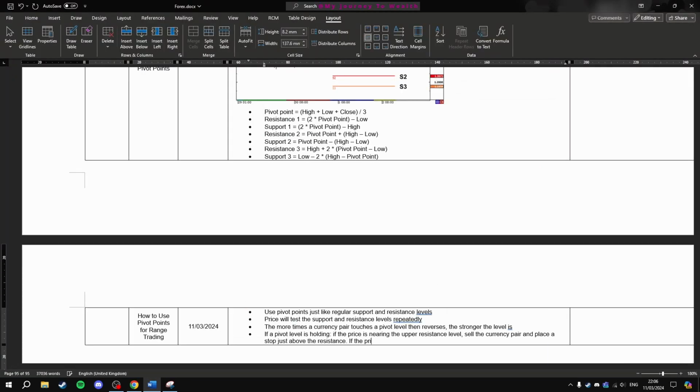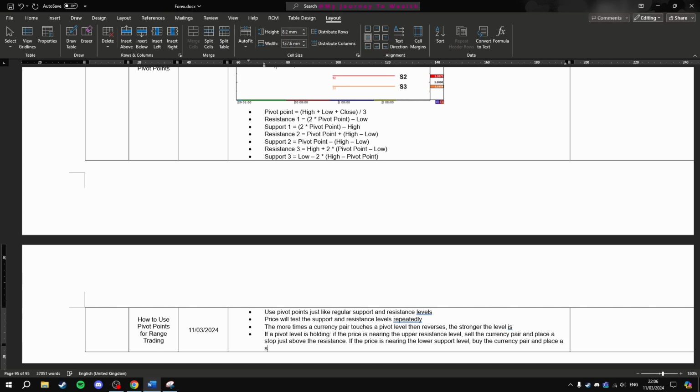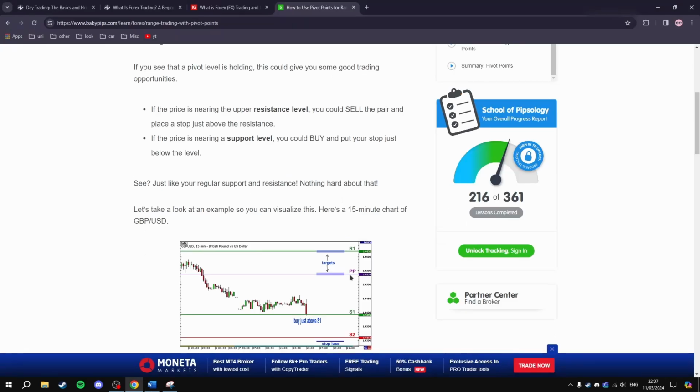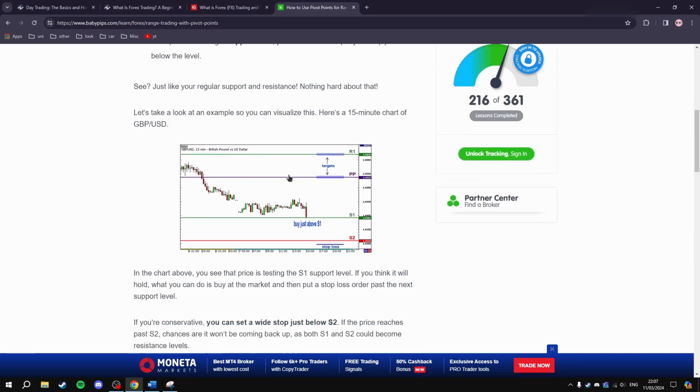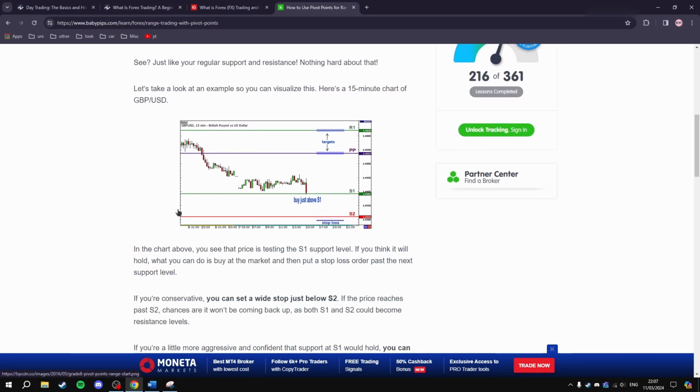If the price is nearing the lower support level, buy the currency pair and place a stop just below the support. Just like your regular support and resistance. Nothing hard about that. Let's take a look at an example so you can visualize this.